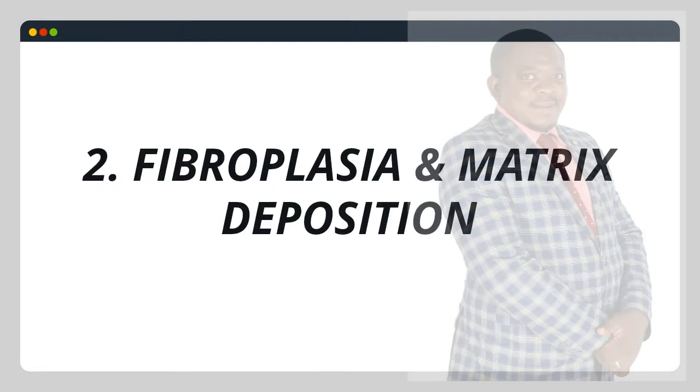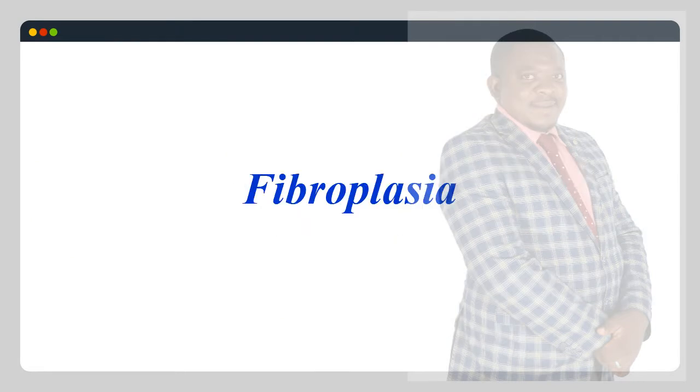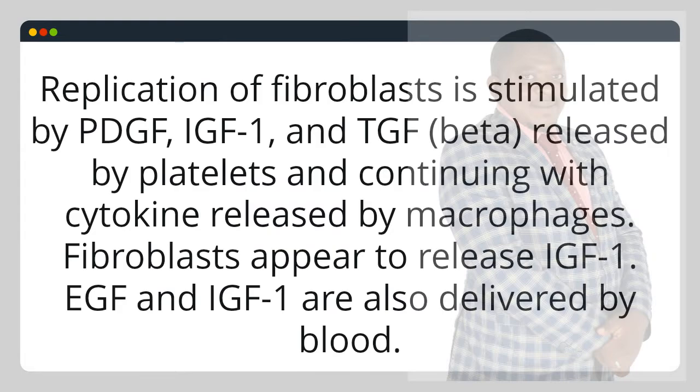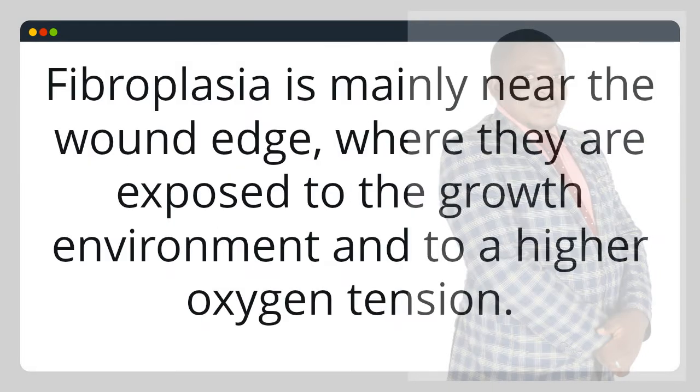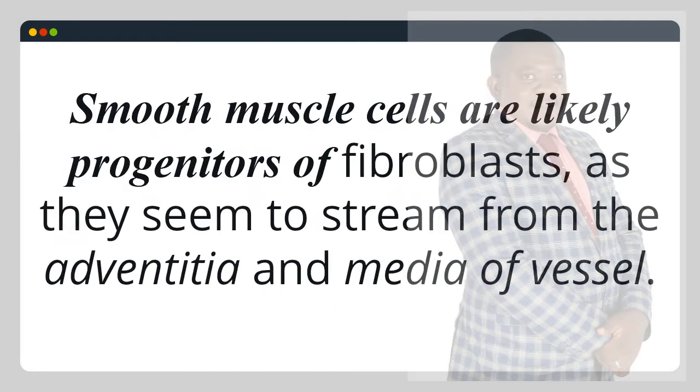2. Fibroplasia and matrix deposition. Fibroplasia. Replication of fibroblasts is stimulated by PDGF, IGF-1, and TGF-beta, released by platelets, and continuing with cytokines released by macrophages. Fibroblasts appear to release IGF-1. EGF and IGF-1 are also delivered by blood. Fibroplasia is mainly near the wound edge, where cells are exposed to the growth environment and to a higher oxygen tension. Smooth muscle cells are likely progenitors of fibroblasts, as they seem to stream from the adventitia and media of vessels.